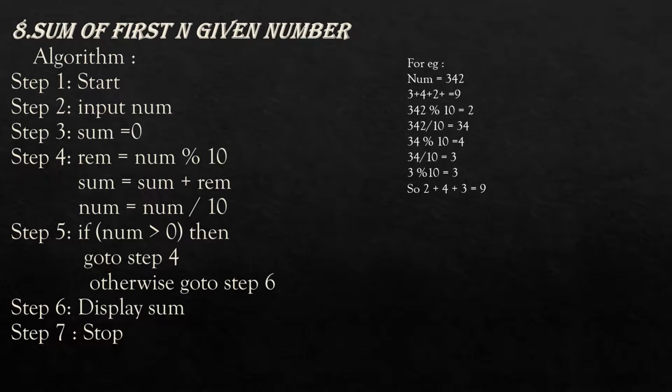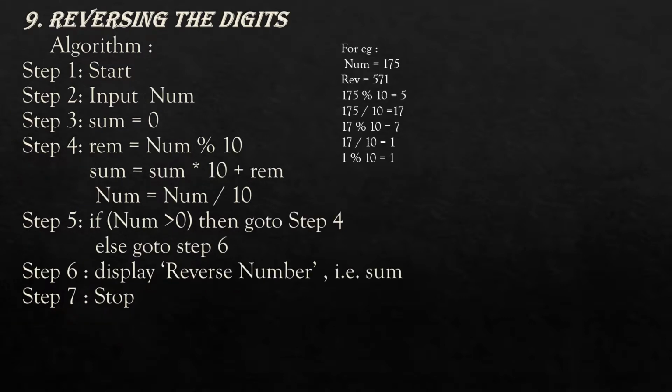Now num equals num divided by 10. So 3 divided by 10 is what? 0. So the if condition will be checked. 0 is greater than 0, false. So go to step 6 and display the sum. So now 9 will be displayed as the sum. In the 7th step we'll stop. So that is the last one, reversing the digits.